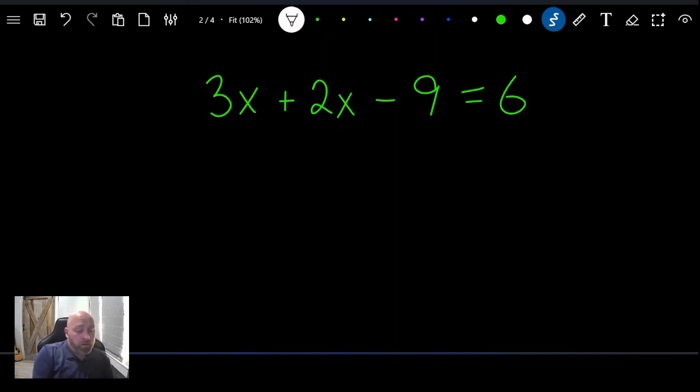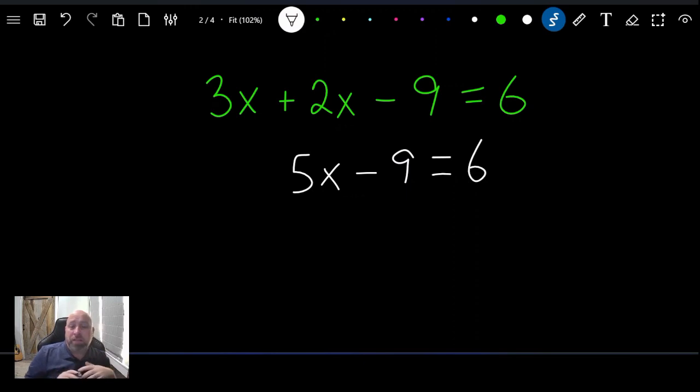So what we're going to do here is we're going to do what we can do. That's step number 1. Do what we can do. Well, let's check this out. This one looks a little different, but I can do something right here. I can combine like terms. Remember, I can put the oranges with the oranges. I can't put the apples with the oranges, so I can't combine this, but I can combine these two. So what's 3x plus 2x? That is 5x minus 9 equals 6.